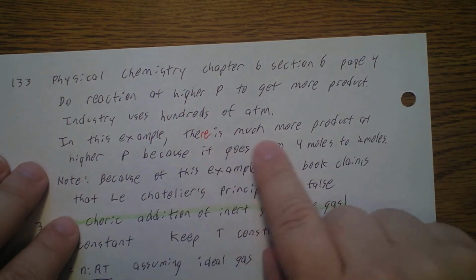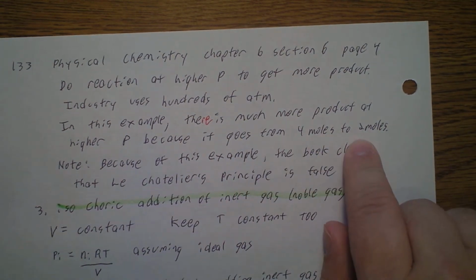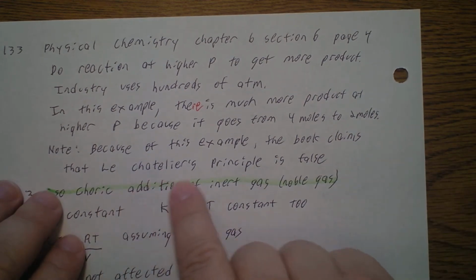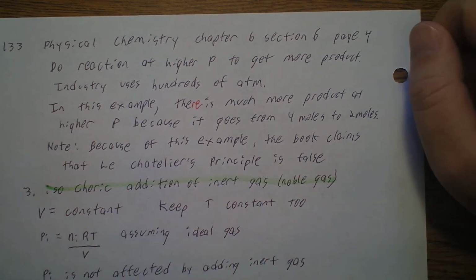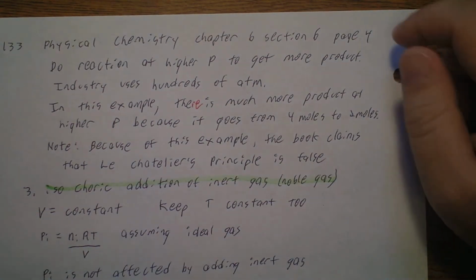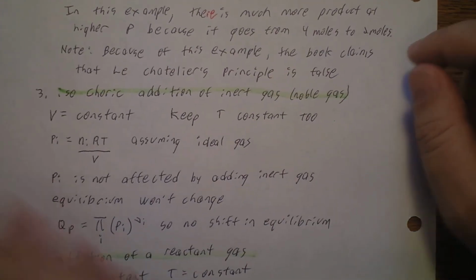Okay, in this example, there is much more product at higher pressure because it goes from 4 moles to 2 moles. But because of this example, the book claims that Le Chatelier's principle is false. It's a long story about whether that's true or not, but make sure you read that section of the book and think about whether you agree with the book or not.